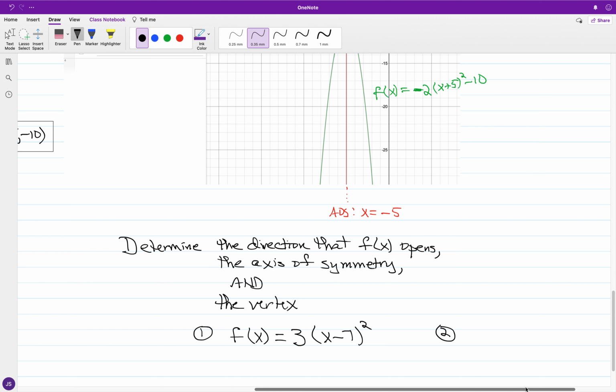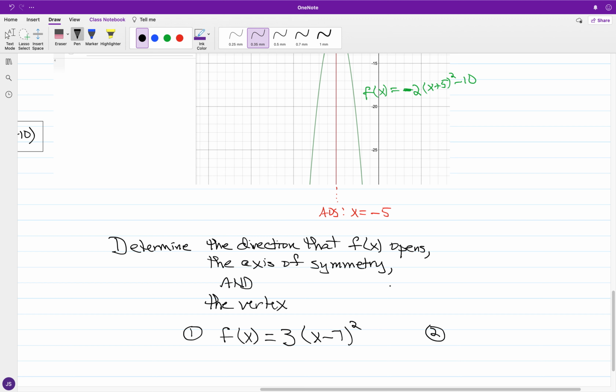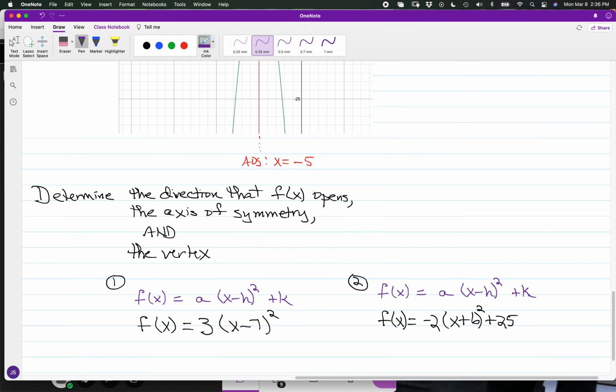And we'll say for the other function, you have f of x is equal to negative 2 times the square of x plus 6 plus 25. So for both functions, let's see what we get for the direction that the graph opens, as well as the axis of symmetry and the vertex, and we'll discuss in a few minutes.